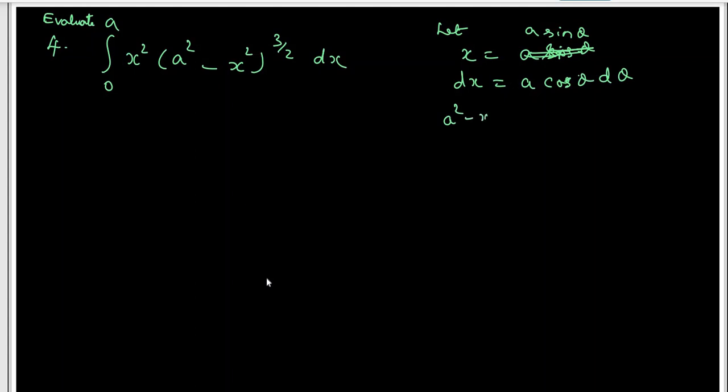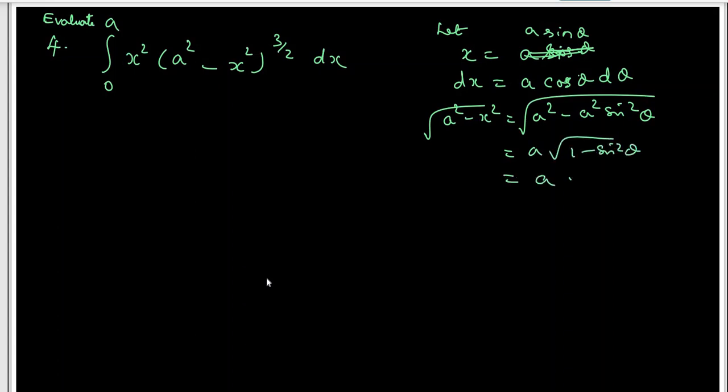So a square minus x square will be a square minus a square sine square theta, and that under the radical sign means you will have a into root of 1 minus sine square theta, that will be a cos theta. Again, as far as limits are concerned, when x takes the value 0, theta takes the value 0. When x takes the value a, you will have a is equal to a sine theta. You can cancel out a. So you have sine theta equal to 1. For what value of theta is sine theta 1? So it is pi by 2.